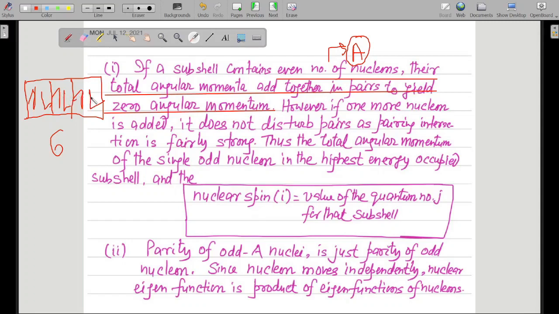So what will happen? It will yield total 0 angular momentum, okay. So it will yield 0 angular momentum.